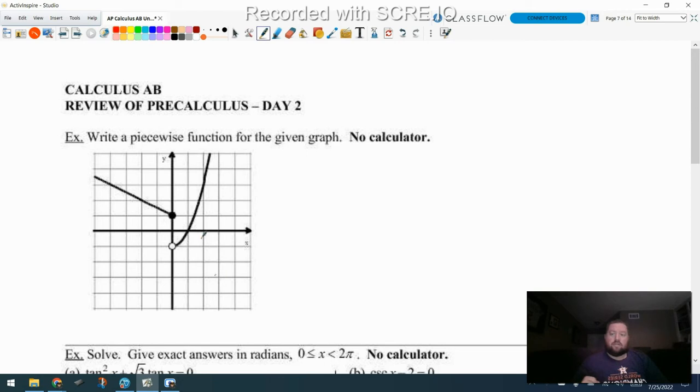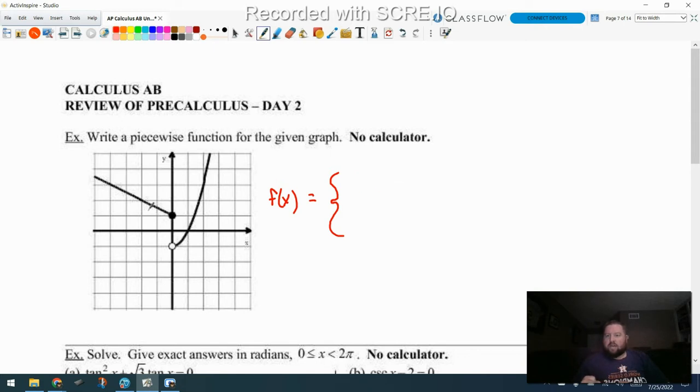Yesterday you were given a piecewise function, you had to graph it. Today we are given a graph of a piecewise function. They want us to write it out. All right, so we'll give this a name. We'll call it f of x is equal to, we do our brace. That's how we signify a piecewise function.